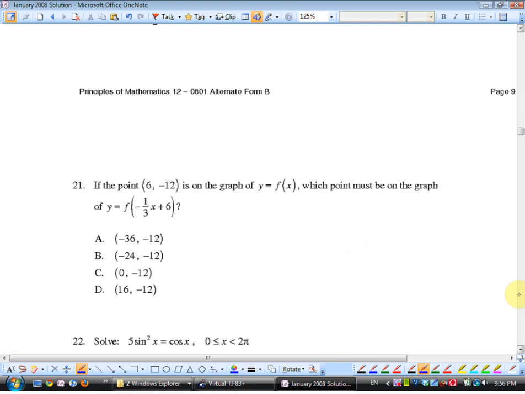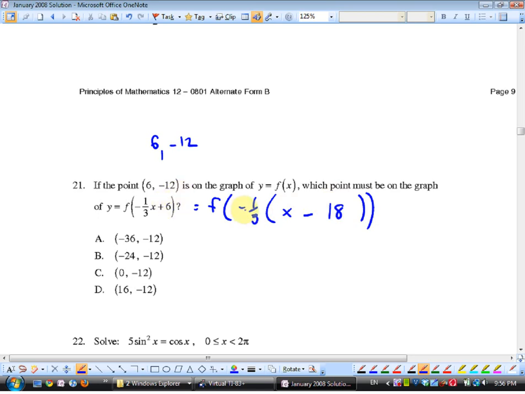21. So here's my original 6 comma negative 12. This here needs to be factored. I've taught my students that when you see it like this and there's a coefficient in front of the x and it's not factored, we need to factor. I need to rewrite this as f of negative 1/3 bracket x minus what? Yeah, 18. Because negative 1/3 times negative 18 gives you positive 6.